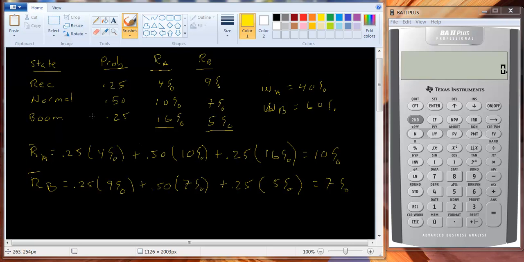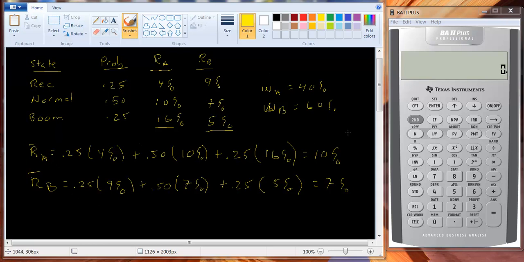The first thing we need to do is work out the expected returns for each one of these securities, and I've already done that. The expected return for A is just a weighted average: 25% chance of a recession times the return that A gets in the recession, plus 50% chance of normal growth times the return that A gets in normal growth, etc. And it works out to be 10%. You can check these numbers yourself. And I did the same for B. Okay, so we have the expected return for both.